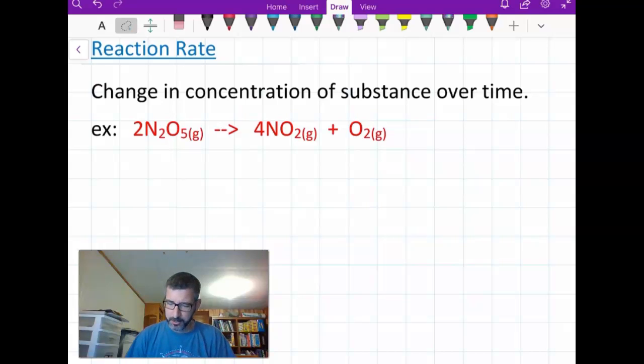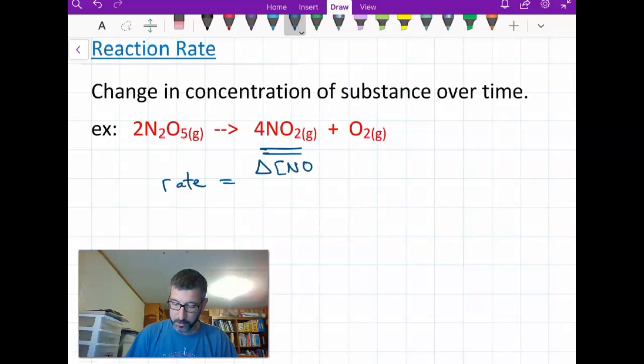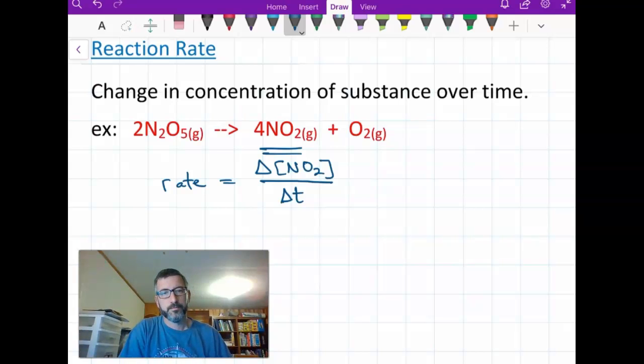So how can we express reaction rate? Well, we can measure this a couple of different ways. We can look at how quickly, for example, NO2 is produced, and we can say the rate of our reaction is the change in concentration of NO2. And remember, the brackets mean concentration of. So it's going to be change in concentration of NO2 over change in time.